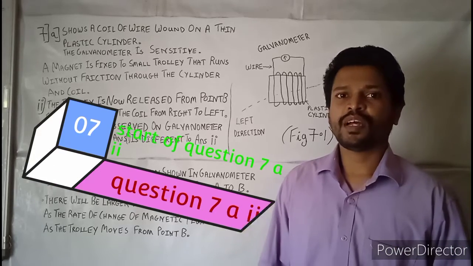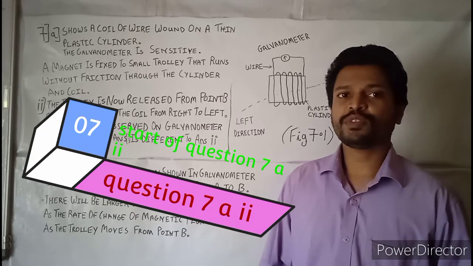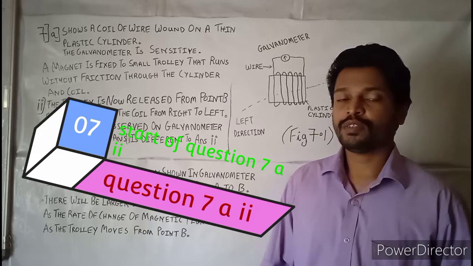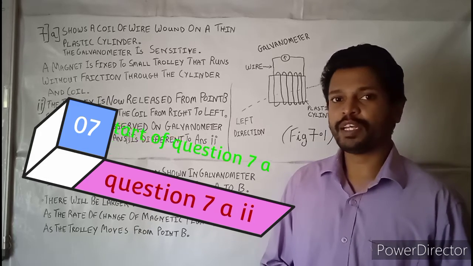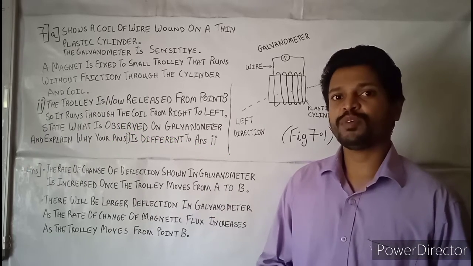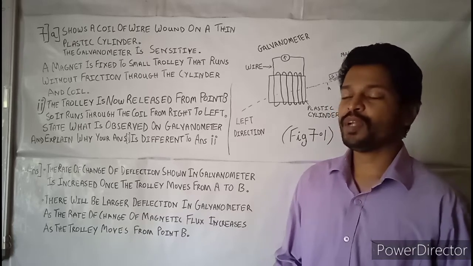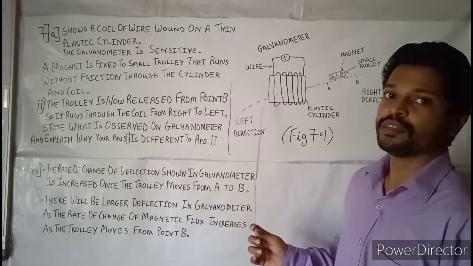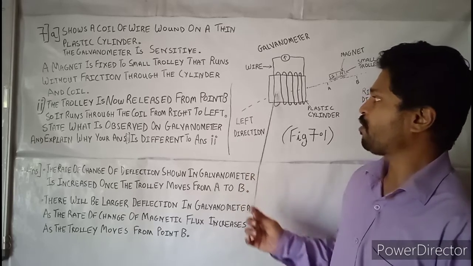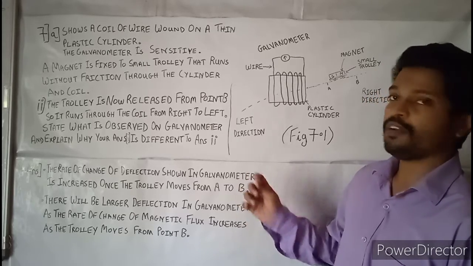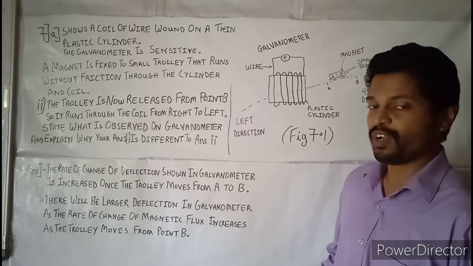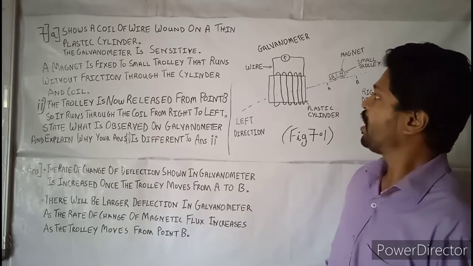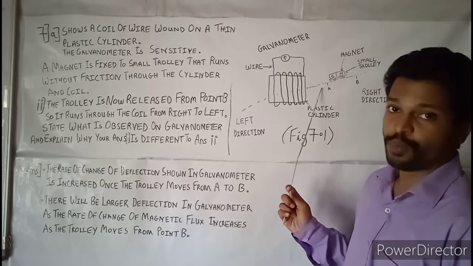Hello friends, last time we had discussed seventh question A, the first part. I'll give you a brief recap once again before coming to the second part. In the first part we had seen this diagram: a plastic cylinder with wire coiled on it, a galvanometer connected, and the trolley released from this point.